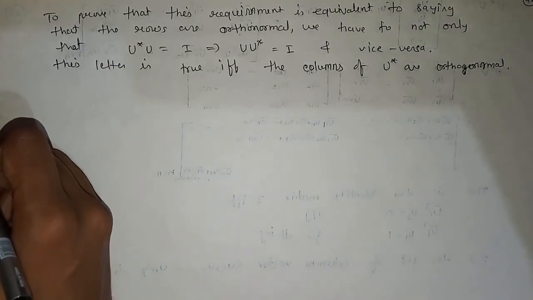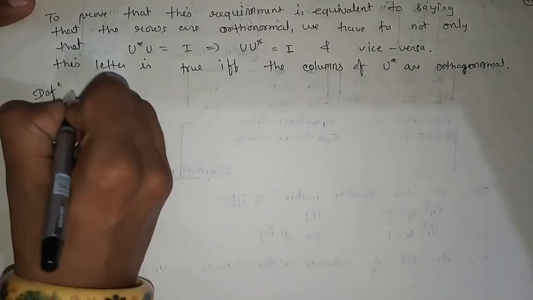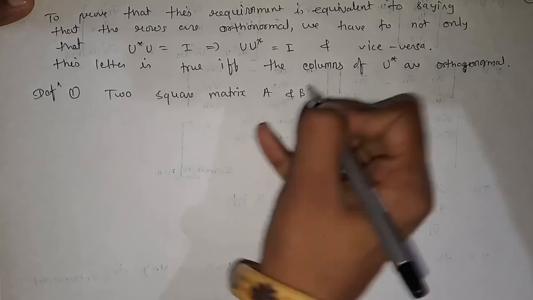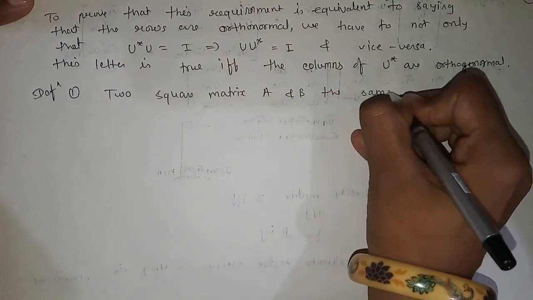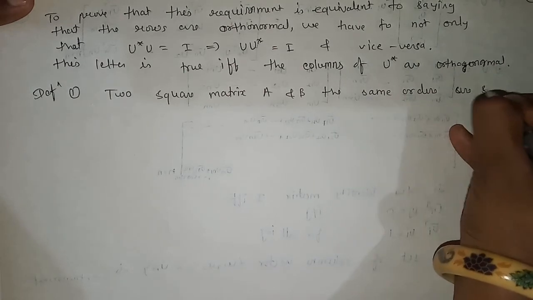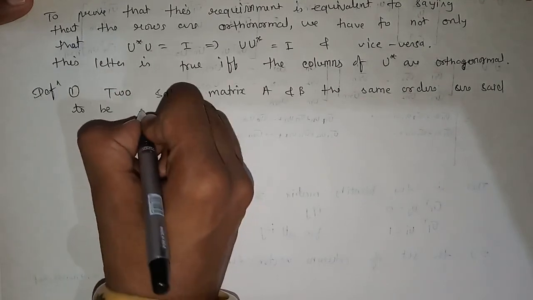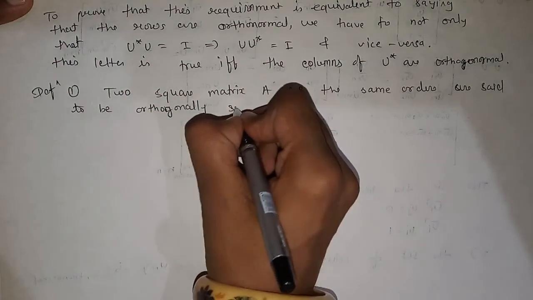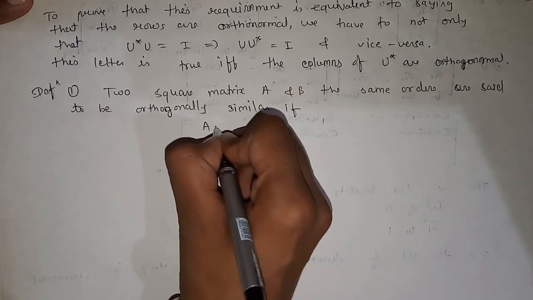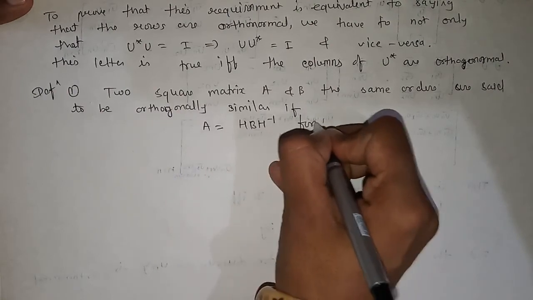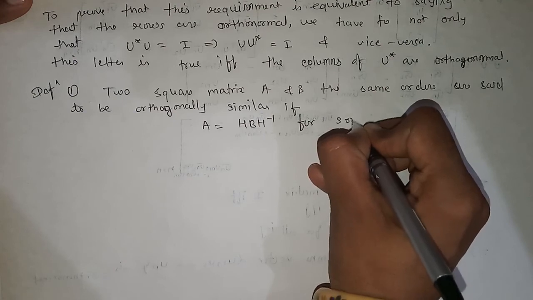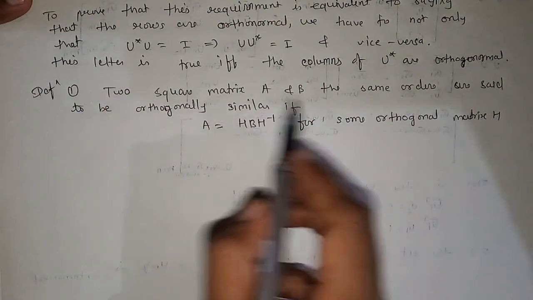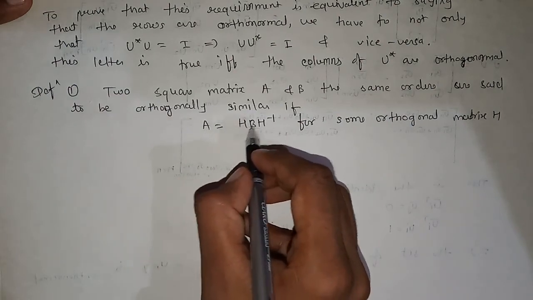Now we have two more definitions. The first one is that two square matrices, suppose we have two square matrices A and B of the same order, are said to be orthogonally similar if A can be written as H B H inverse for some orthogonal matrix H. So we have two matrices, and they are said to be orthogonally similar if A can be written as H B H inverse.